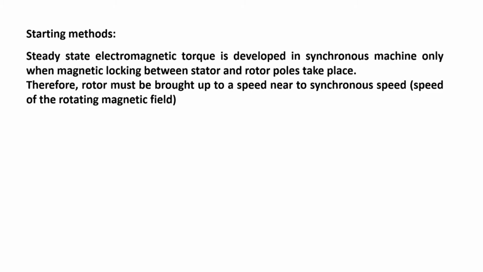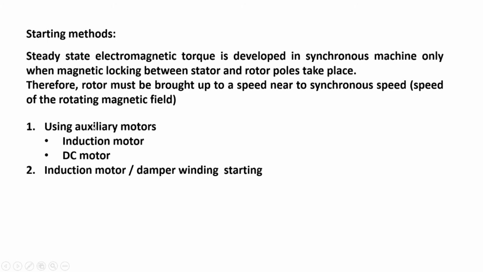Therefore, the rotor must be brought up to a speed equal to the synchronously rotating magnetic field for the production of steady state electromagnetic torque. This can be accomplished by two methods. The first one is using an auxiliary motor. This auxiliary motor is a small motor which is used for rotating the rotor of the synchronous motor initially. This auxiliary motor may be either an induction motor or a DC motor. And the second method is by using an induction motor, also known as a damper winding starter.